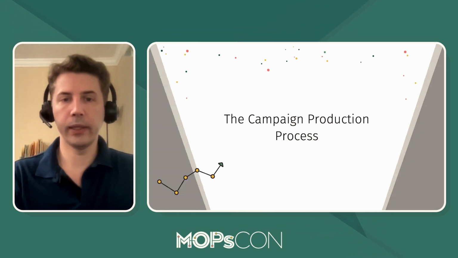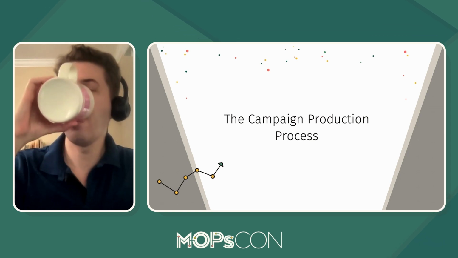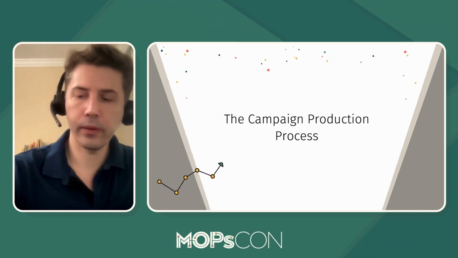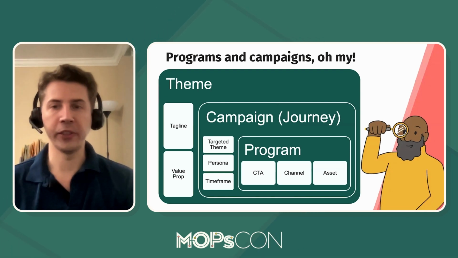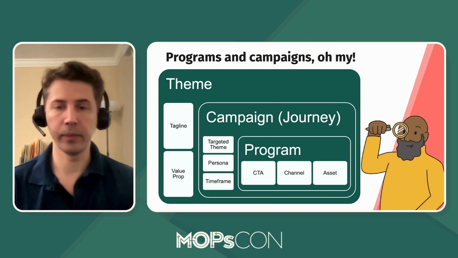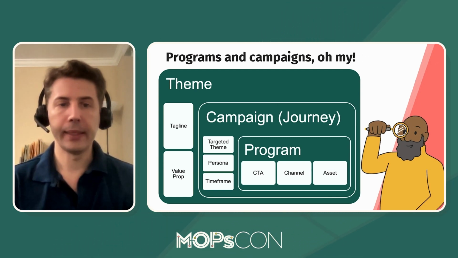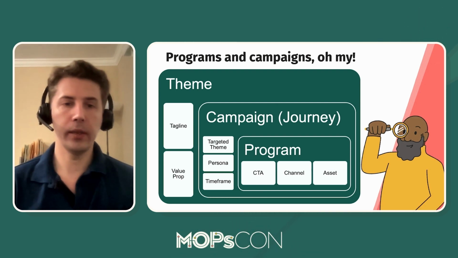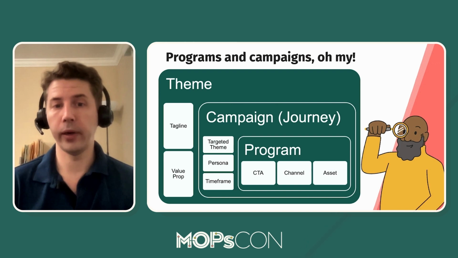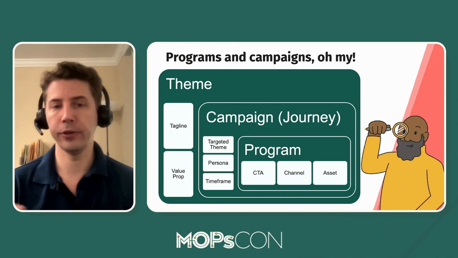So let's talk a little bit about the campaign production process. First thing is to have a common nomenclature or naming of various components of the process. And this is just an example here. What is a campaign or a journey? Is it an overall targeted theme and persona over a time frame, or is it actually a program where you're sending out 1 or 2 or more emails across different channels?